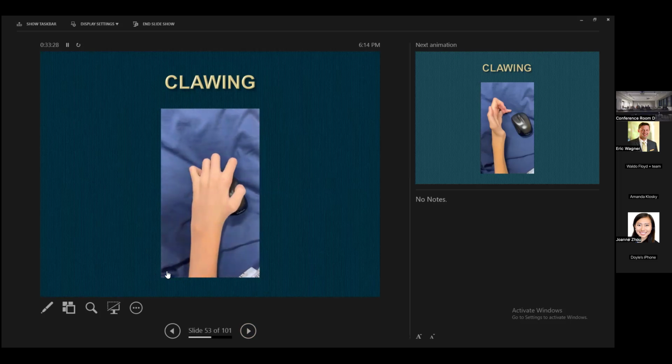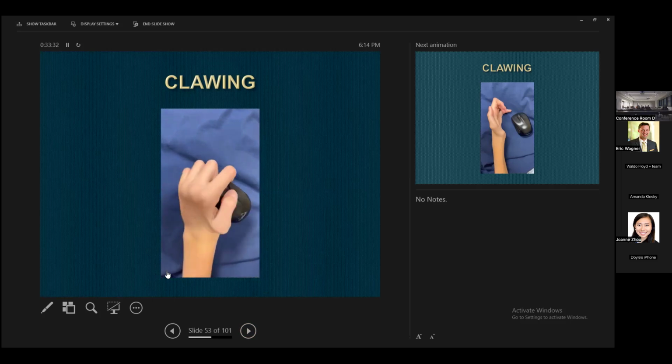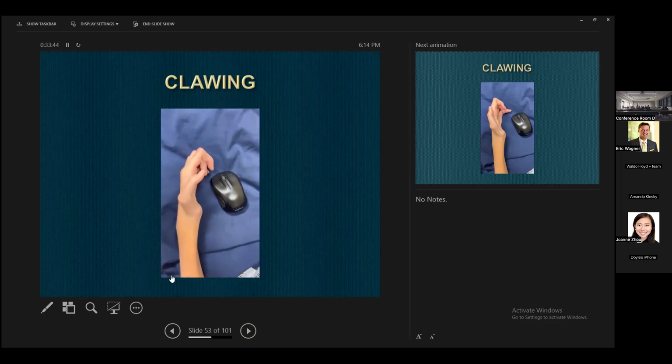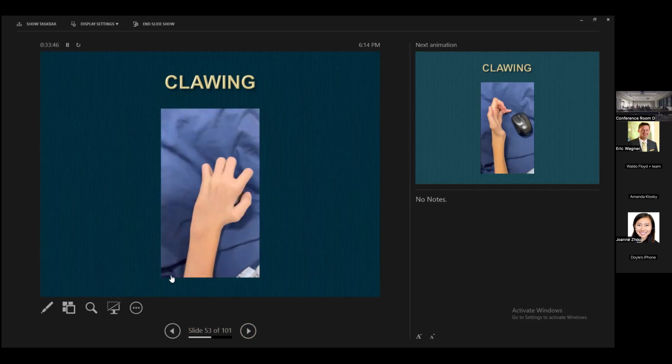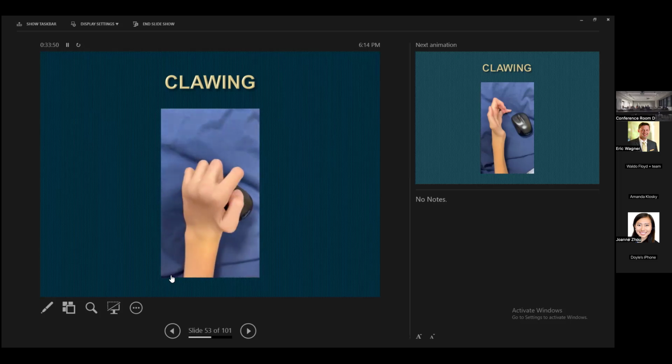You'll note with clawing, the fingers push the object away. They're trying to grasp. You can see it. The index finger is not as severely involved, but we'll look at it again. So they cannot flex and extend the interphalangeal joint. So she's using her thumb and her index finger, but she's unable to get her middle, ring and little fingers around the mouse.